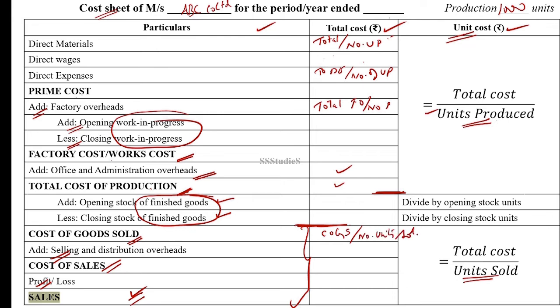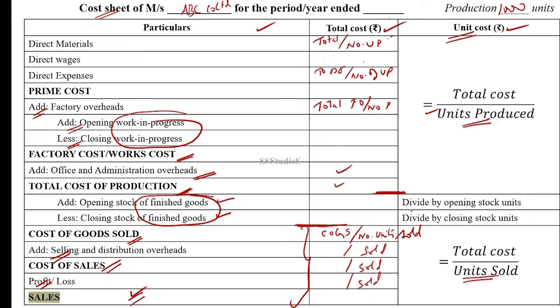Now you will take sold. Same is the case with selling and distribution overheads. In case of selling and distribution overheads, it is total selling and distribution overheads divided by number of units sold. Same is the case with cost of sales, profit as well. So total profits divided by number of units sold, and sales, total value of sales divided by number of units sold. This will give you the selling price per unit.